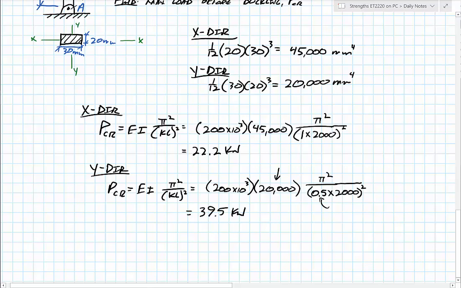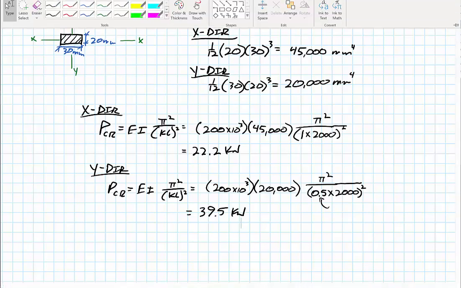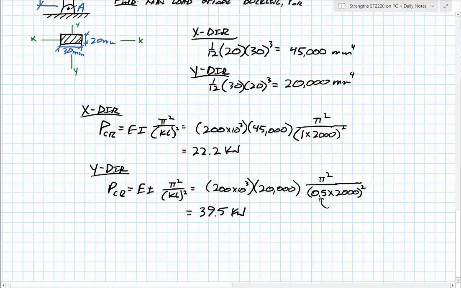So I have two different loads that would cause buckling, 22.2 or 39.5, and I have to say, well, what is the critical load? What load would actually cause the buckling? It's got to be the lower one, meaning we never reached 39.5 because it already buckled at 22.2. So you're going to pick the smaller of those two numbers, and this one will govern. All right, so that's what I have.